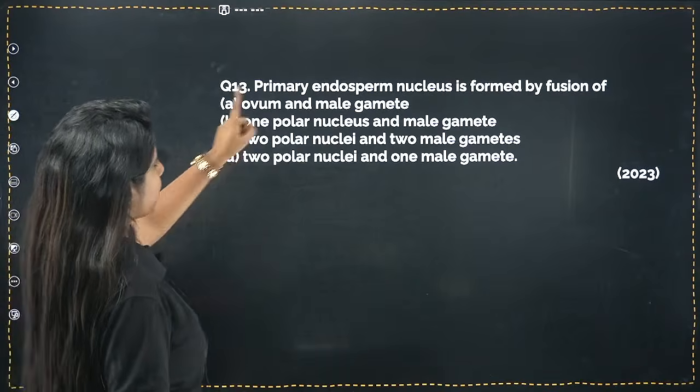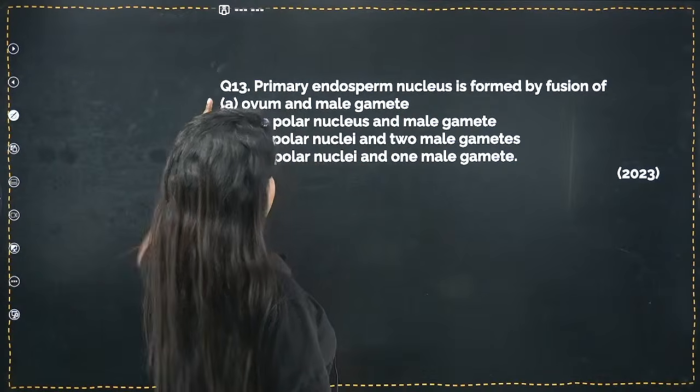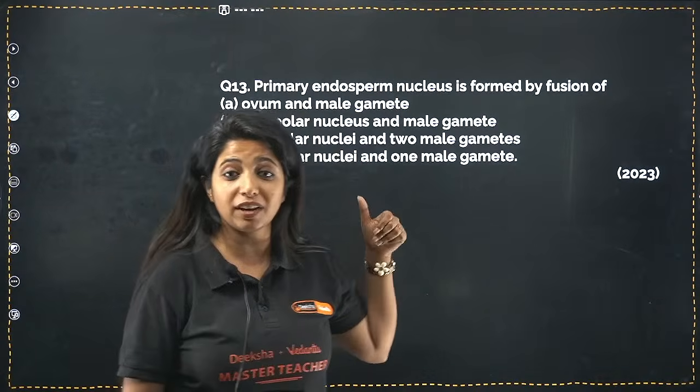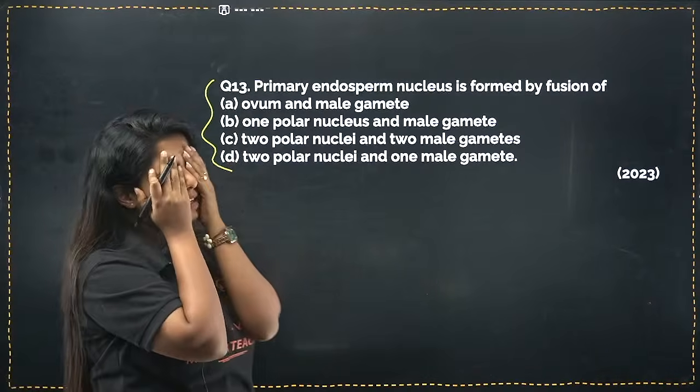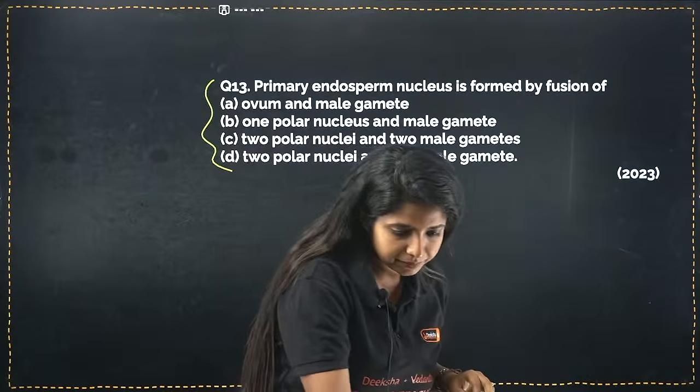Okay, question number 13. Primary endosperm nucleus is formed by the fusion of what? It seems to be a very simple question, right? It is definitely a simple question. And this type of question came so many times, which is why I had to put it over here.